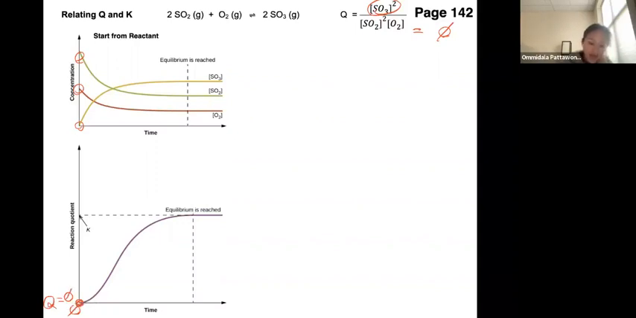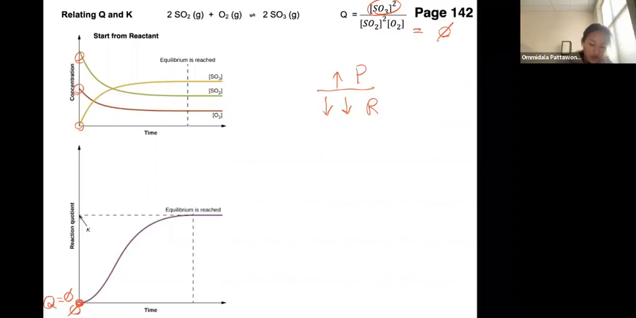As time progresses, you are going to have more and more of the numerator and less and less of the denominator, because the reactant is going to decrease over time while the product is going to increase over time. Therefore, you are going to end up with an increasing value of Q.